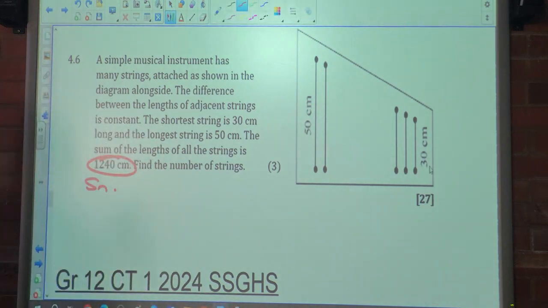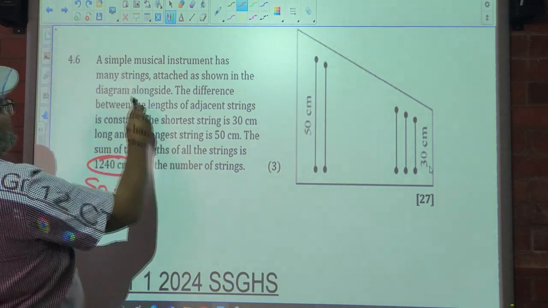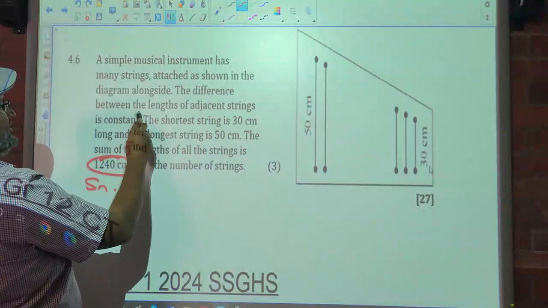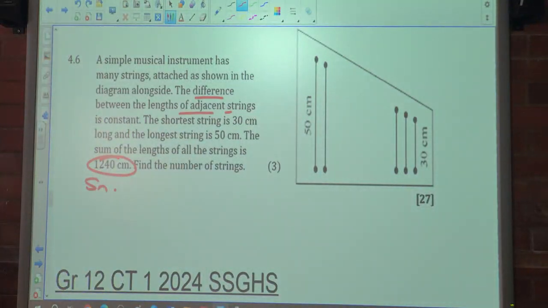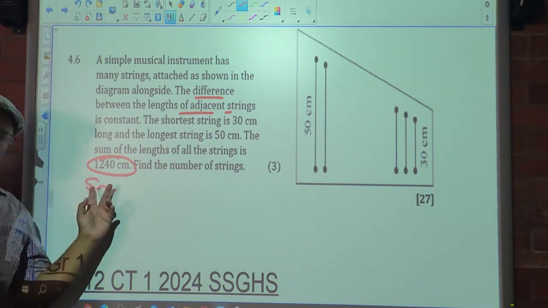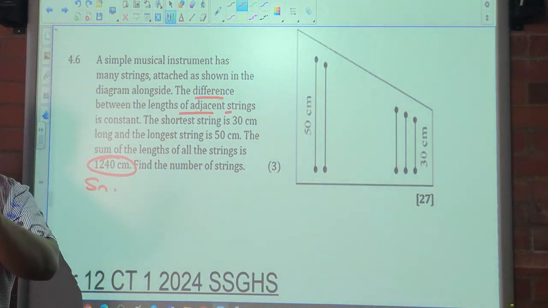So it can either be GP or AP. So we read again. We are told here the difference between the lengths of the strings. The difference, so this is arithmetic. Otherwise we would speak about the common ratio. So now for arithmetic we have two formulas.